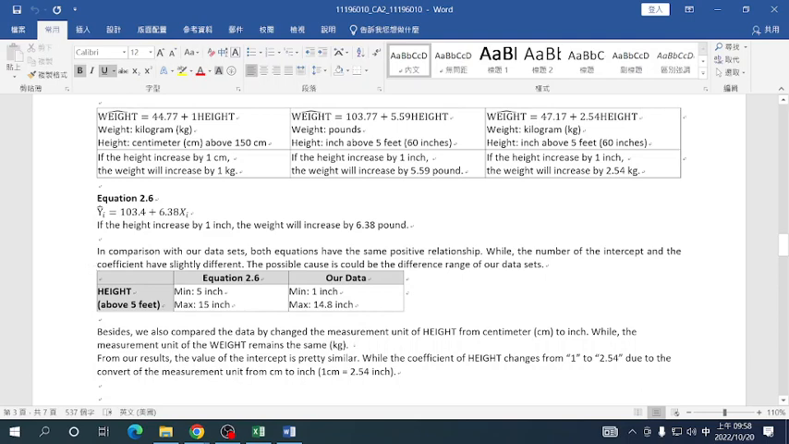And as Prof. Gao already explained to us, we also compare the data from the same weight and different height. So 1 centimeter equals 2.54 inches.